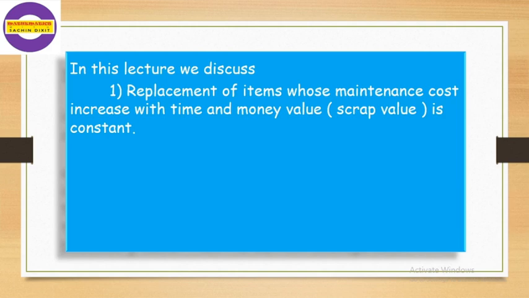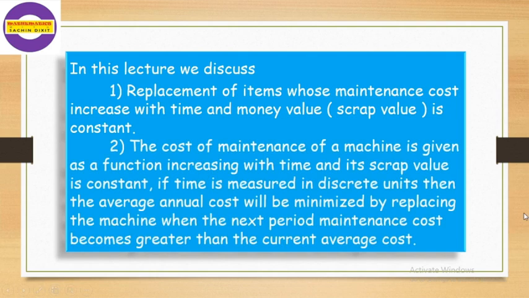Then what is the formula? Now how to find the replacement age in this case? And the second one is: the cost of maintenance of a machine is given as a function increasing with time and its scrap value is constant. If time is measured in discrete units, then the average annual cost will be minimized by replacing the machine when the next period maintenance cost becomes greater than the current average cost. These are the two theoretical parts.